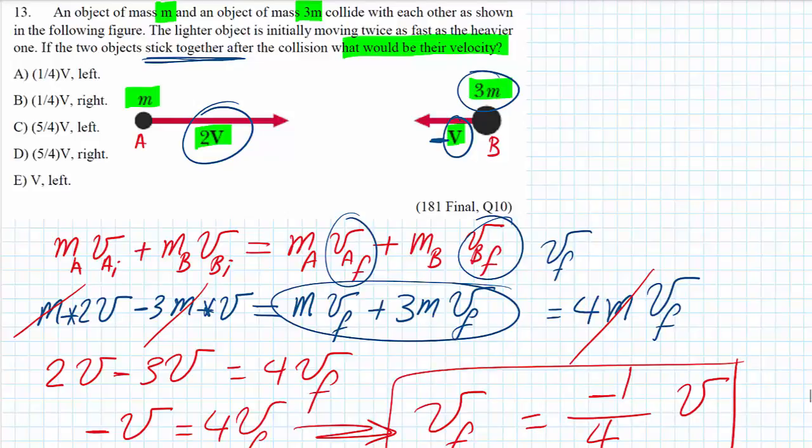So let's see, he says here, what would be their velocity? Negative here means the system will move to the left. So it's 1 over 4 to the left. It's not 1 over 4 to the right. It's not 5 over 4. It's not v. So I will choose the first one, 1 over 4v to the left.